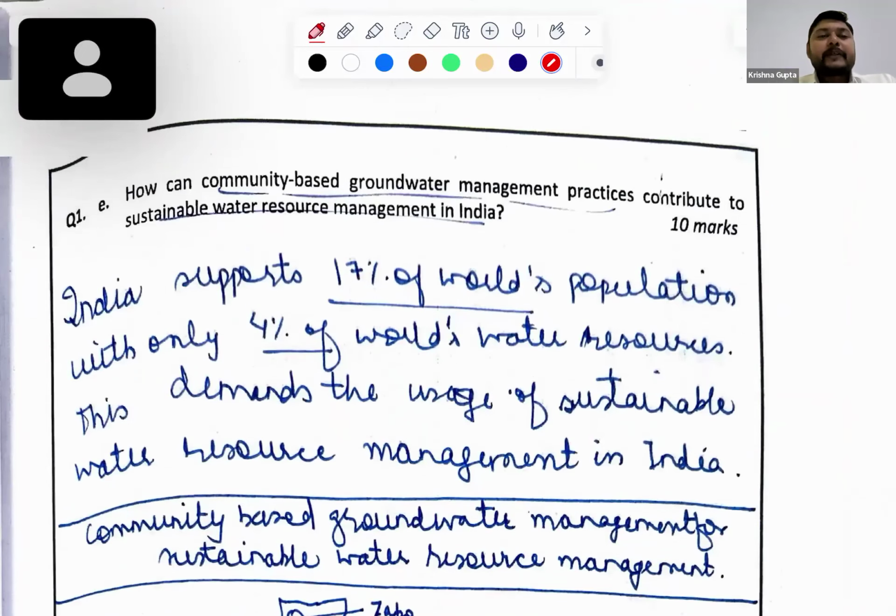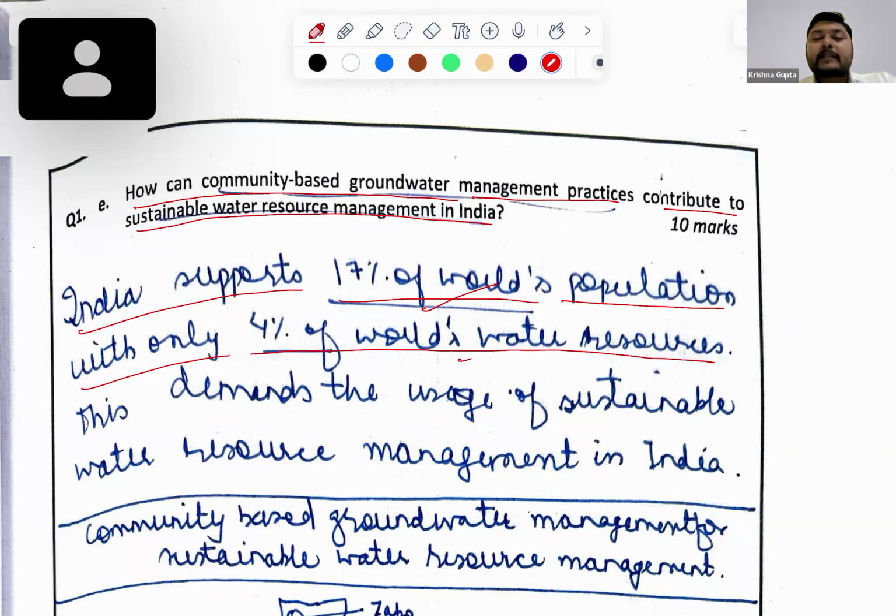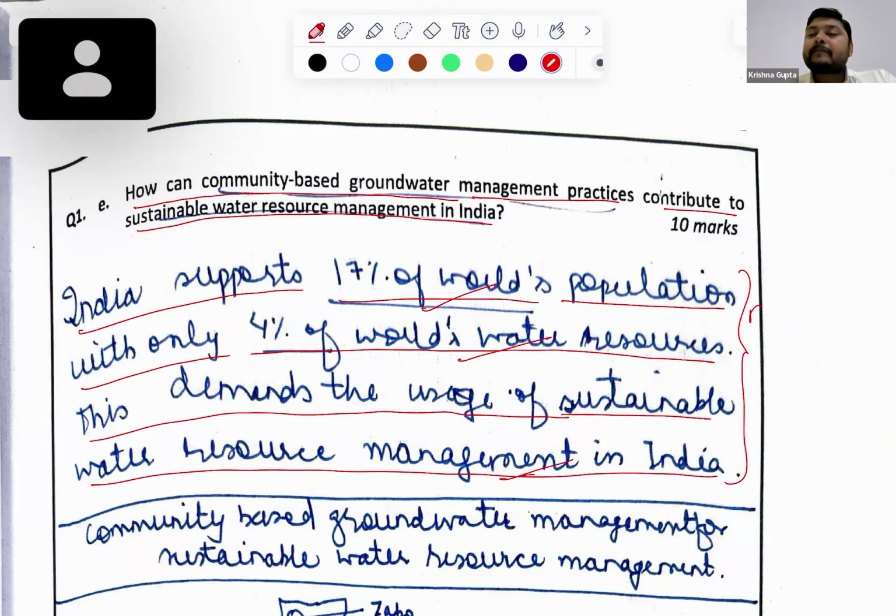Let's move to the next question. How can community-based groundwater management practices contribute to sustainable water resource management in India? Okay, so this is a good question. Now, India supports 17% of the world's population, very good data, with only 4% of the world's water resources. Excellent. This demands the usage of sustainable water resource management in India. Excellent introduction.